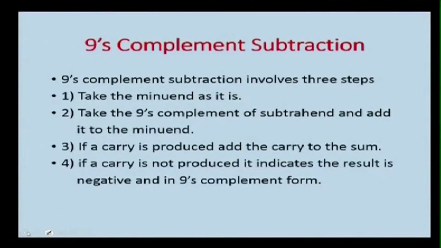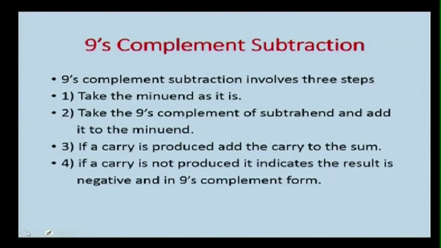This is how we do binary subtraction by the 2's complement method. If a carry is produced, then that carry should be ignored. If there is no carry, that means the answer is negative and we have to take the 2's complement of it to get the actual answer. So now having seen this, we will go to the next one, which is nothing but 9's complement subtraction.